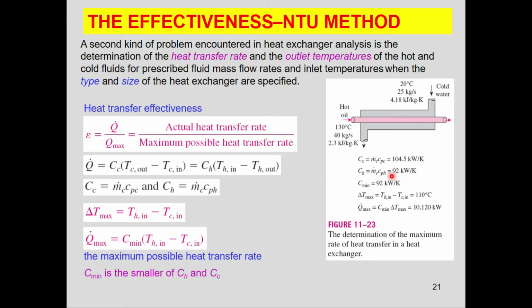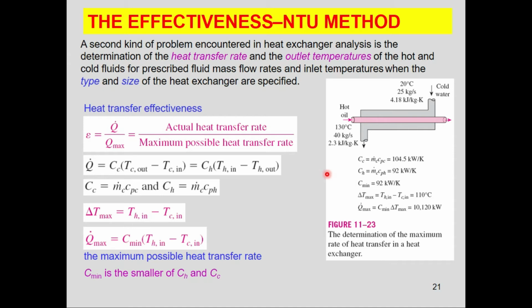So the maximum heat transfer would only be possible if we use this value, which is the smaller value, right? And the smaller value is actually represented by C min, right? So keep in mind that the ultimate objective is to determine the value of Q max.